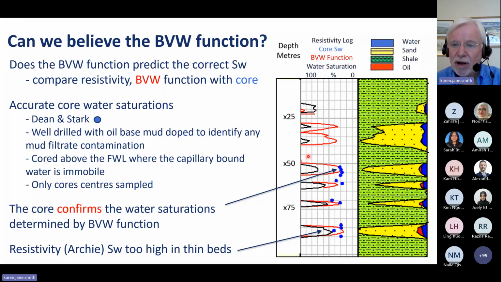Now, what do we interpret the results as? We see that the BVW function matches the core data. The resistivity log doesn't. That is because the resistivity log is adversely affected by conductive shales up to 30 feet away. So it finds it very difficult to give water saturation in the center of thick beds and close to bed boundaries.